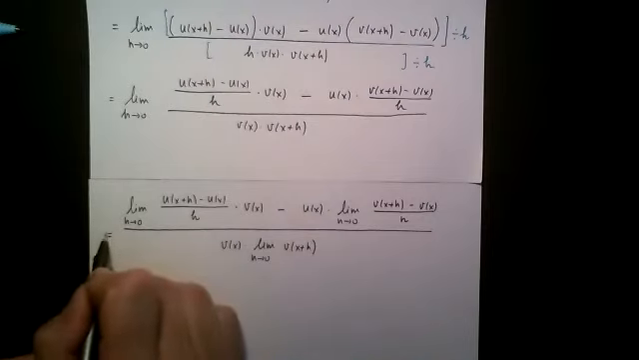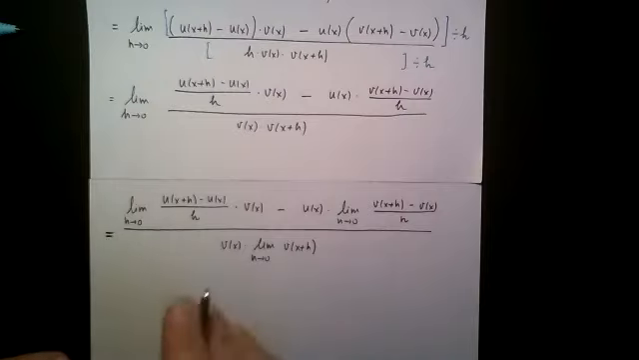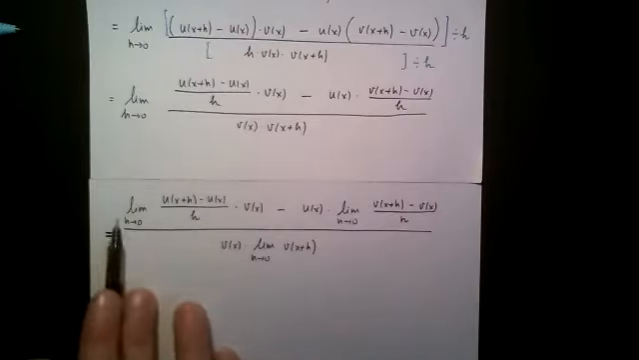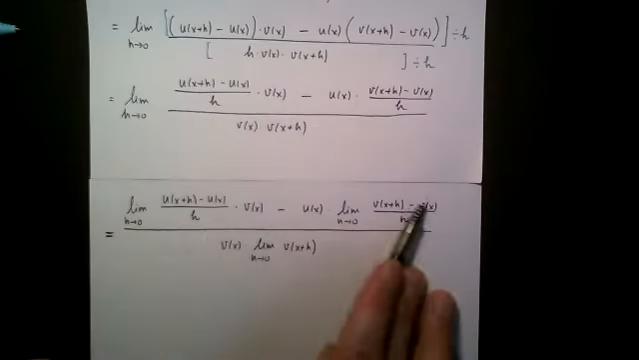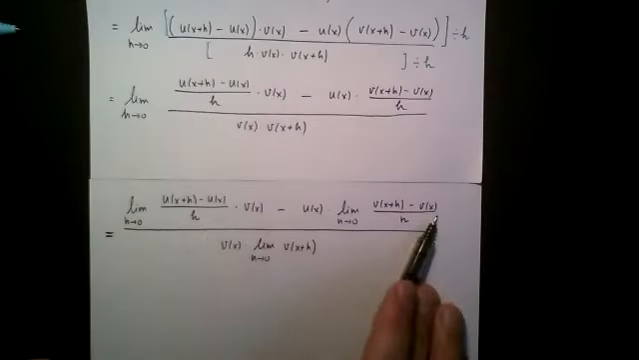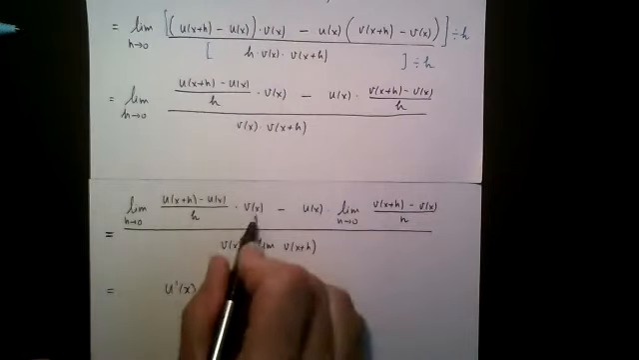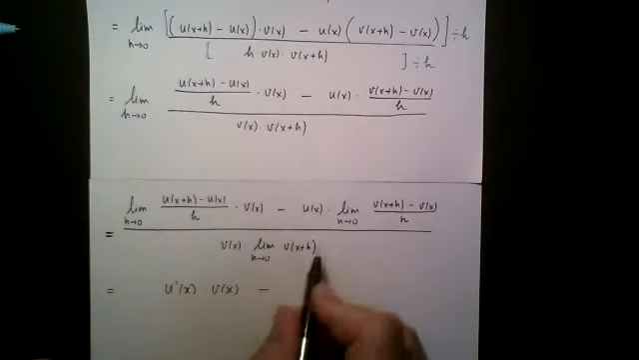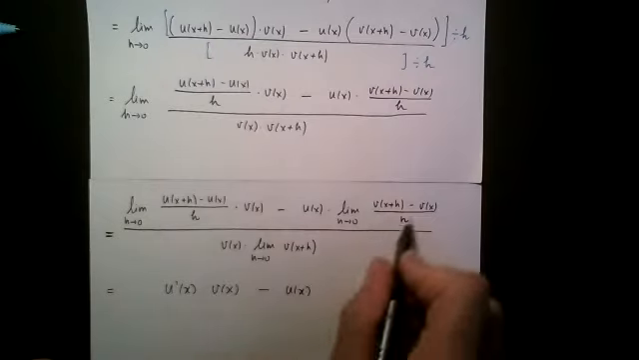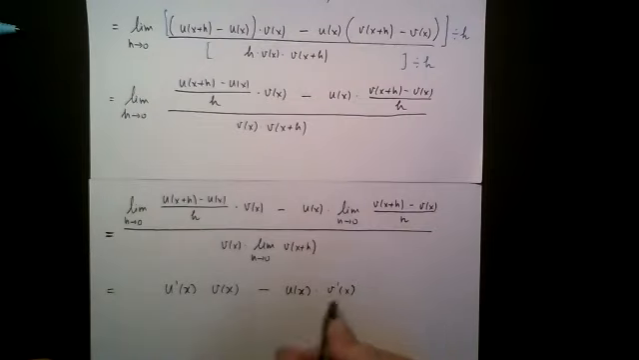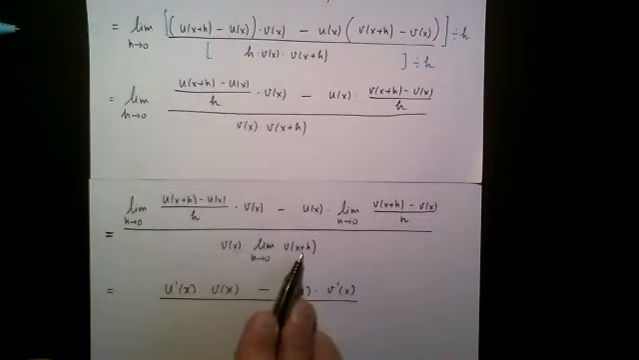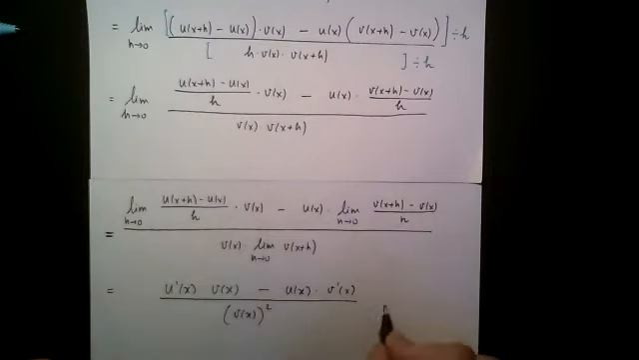Okay, please ask your questions. Okay, questions are very good. So this we recognize as u prime. This we recognize as v prime. Okay, so it's equal to, on top I have u prime of x times v of x minus u of x times v prime of x, and divided by, and on the bottom I have v of x times, and if h is 0, this is also v of x. So it's v of x times v of x, which is v of x squared, and that's it. That's what I wanted to prove. Proof is done.